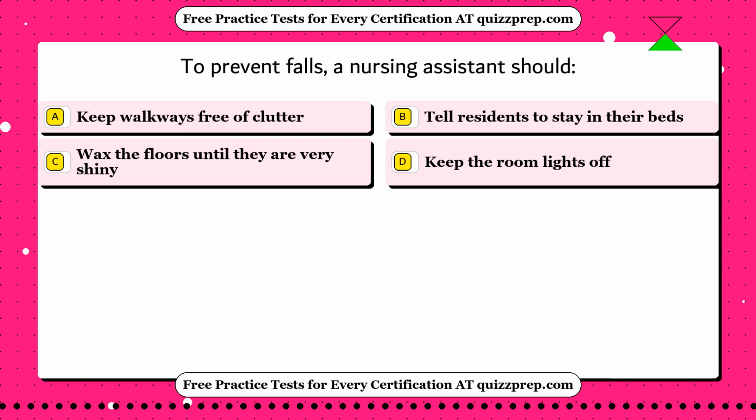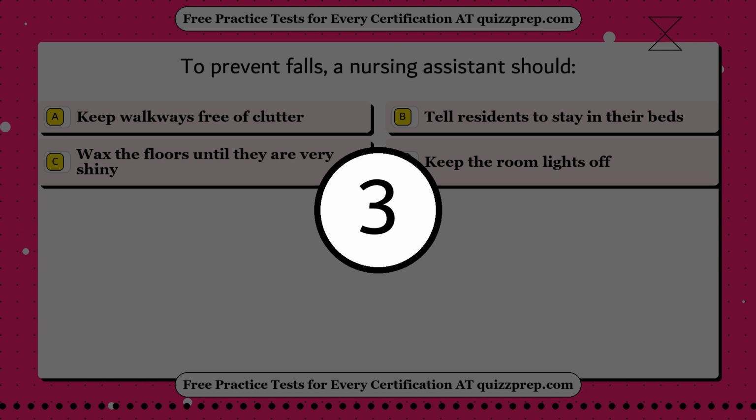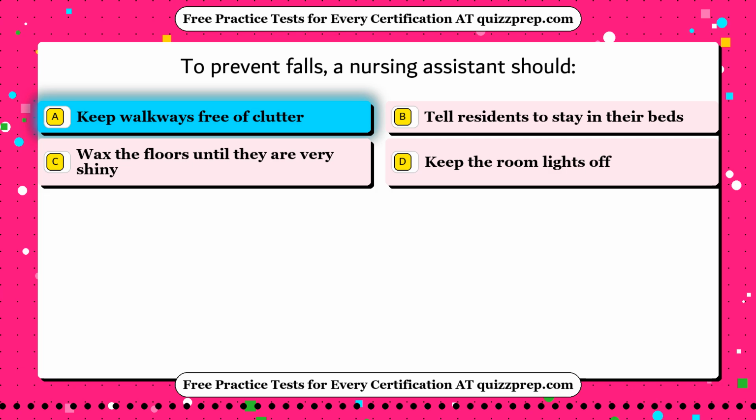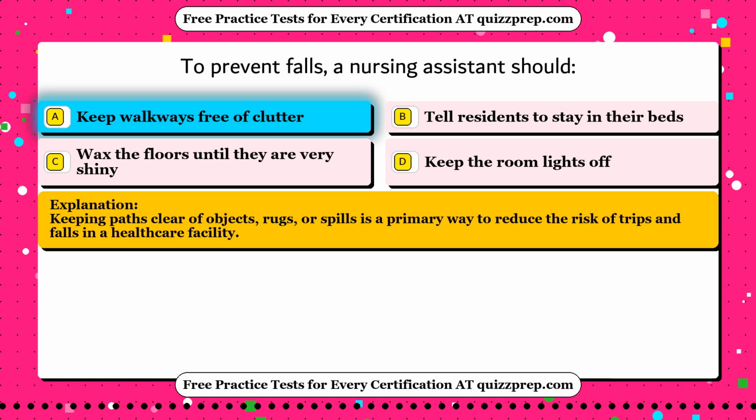Question 46. To prevent falls, a nursing assistant should: option A, keep walkways free of clutter. Option B, tell residents to stay in their beds. Option C, wax the floors until they are very shiny. Option D, keep the room lights off. The correct answer is option A, keep walkways free of clutter. Keeping paths clear of objects, rugs, or spills is a primary way to reduce the risk of trips and falls in a healthcare facility.